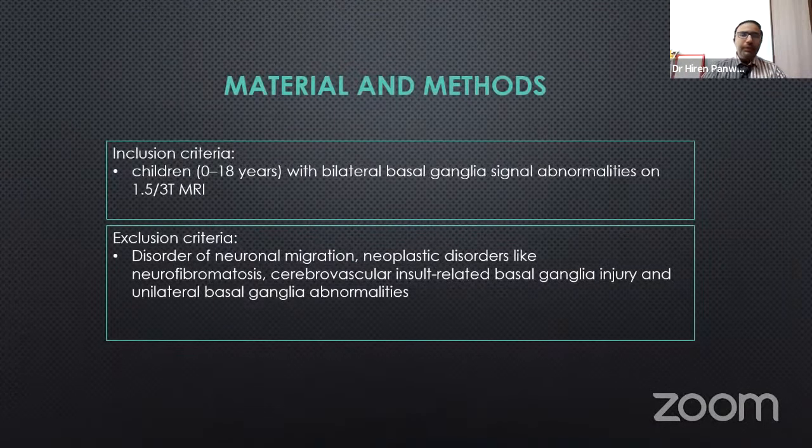Yeah, so coming to this article, the materials and methods: they included all the children ranging from 0 to 18 years having bilateral basal ganglia abnormalities, on either 1.5 or 3 Tesla MRI. Their exclusion criteria excluded conditions like disorders of neuronal migration, or neoplastic conditions like basal ganglioma, germinoma, or neurofibromatosis. They also excluded any cerebrovascular insult related basal ganglia injury, as well as unilateral basal ganglia involvement. So all the cases they selected had bilateral basal ganglia abnormalities.